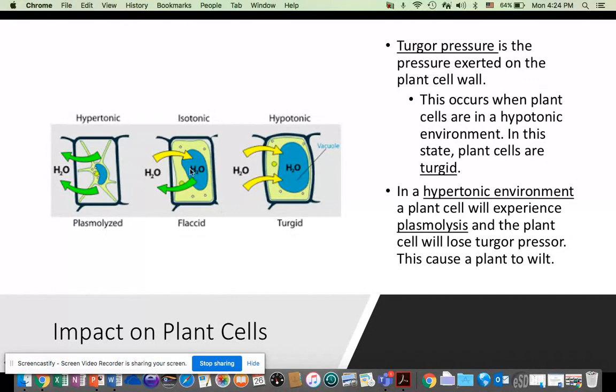upright. As it goes towards equilibrium, in this case isotonic, it does become a little bit more wilty, or wilting, depending on the type of plant. It all depends on the type of plant, but it could possibly wilt. And of course, if it's completely plasmolyzed, it'll be wilted or even possibly dead. So plants actually like a hypotonic solution, and that's again for that turgor pressure.